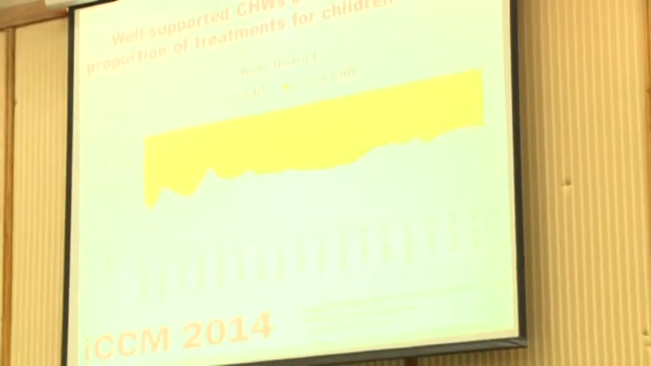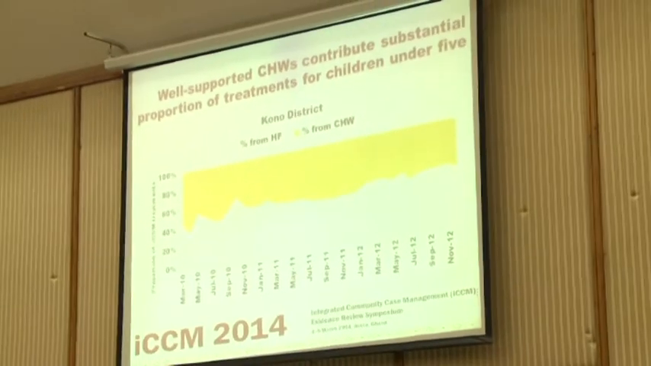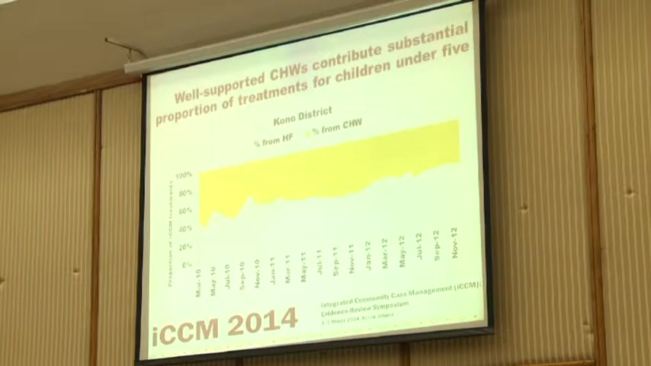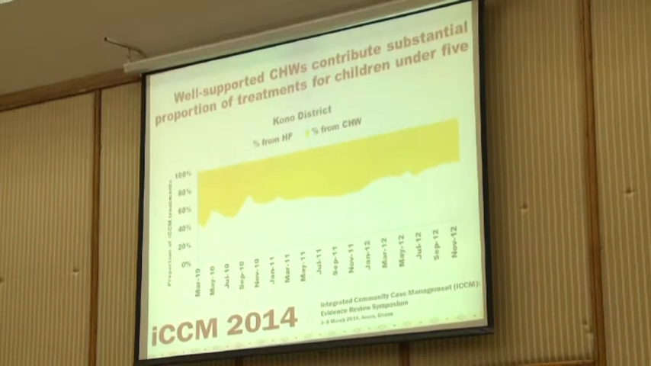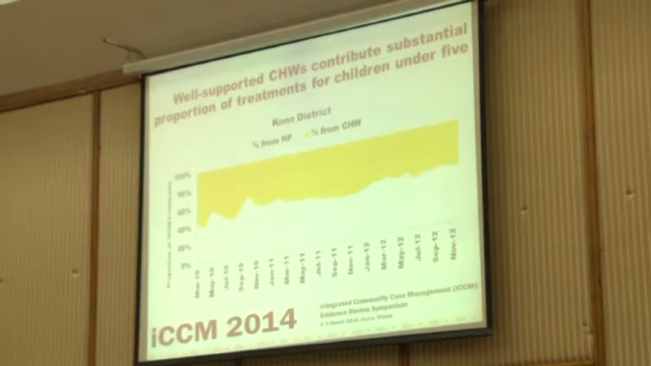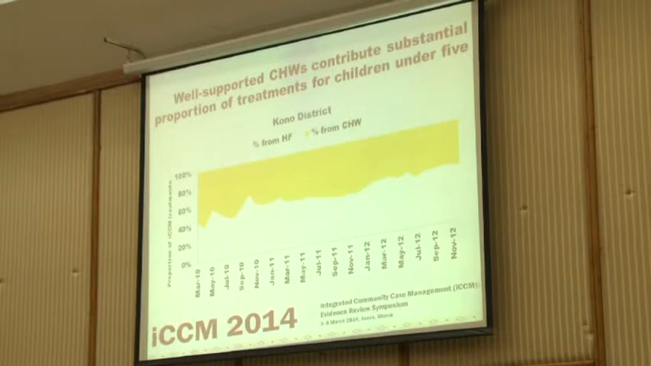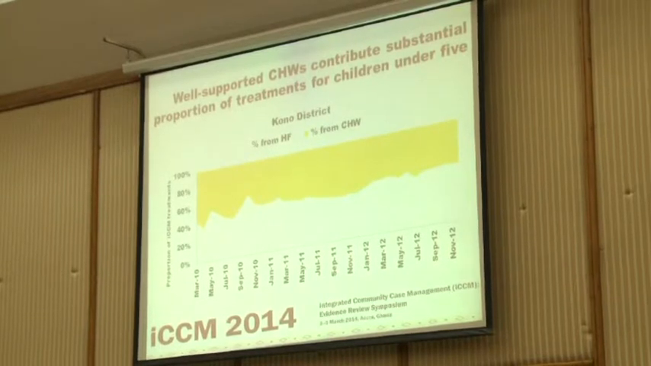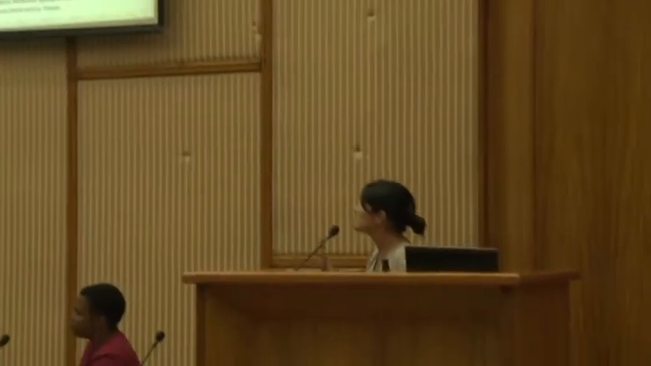Okay, so this is a graph showing the proportion of treatments given between community health workers and at the health facility in Kono district. The gray is showing the proportion of treatments from the health facility, and the yellow is from the community health workers. So this is for malaria, pneumonia, and diarrhea. CHWs were well supported with medicines and were supervised well. They were giving about 50% of the treatments between the health facility and the community health workers for children under 5. For malaria, it was a bit higher. The community health workers were providing about 60% of the treatments. For pneumonia and diarrhea, it was a little bit lower.